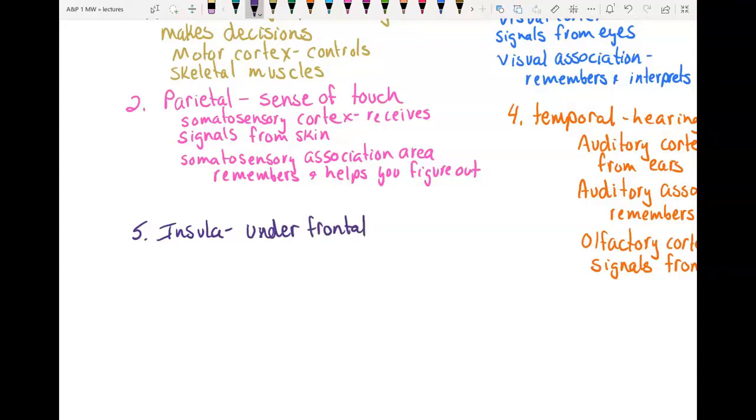And think about it. We said your somatic senses all go here. Which sense haven't we covered yet? Taste. So the insula is in charge of your sense of taste. It has the gustatory cortex. So gustatory is the scientific name for taste.